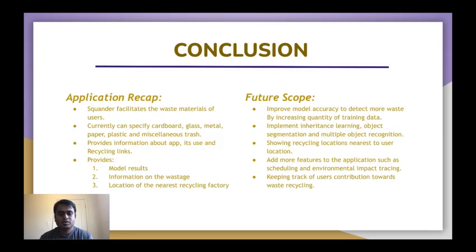The app provides the model results, the information on the waste, and the location of the nearest recycling factory. In the future, we will be concentrating on improving the model accuracy to detect more waste by increasing the quantity of training data, and implementing enhanced learning, object segmentation, and multiple object recognition. What does it mean? We are trying to detect multiple objects from an image, so that more items are recognized and shown to the user.